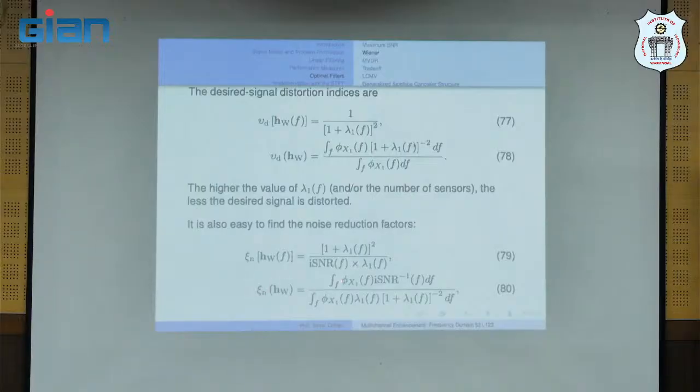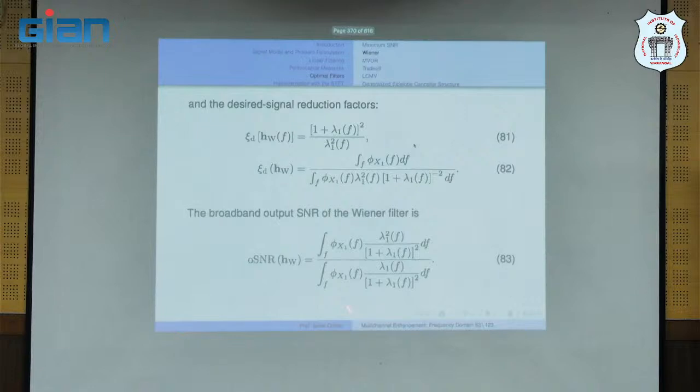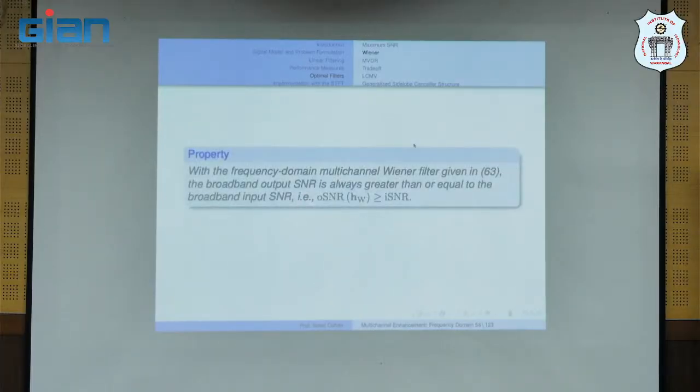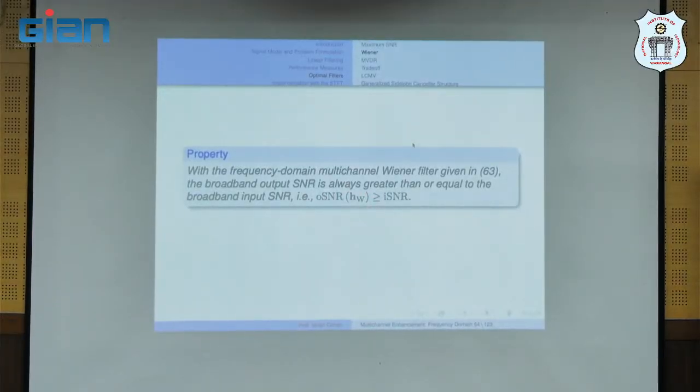And noise reduction factor. We just use the Wiener filter, and we can obtain expressions also for the desired signal reduction factor, and different expressions for the output SNR that can be achieved, the broadband. So we can show, just like what we showed for the multi-channel time domain, that using the Wiener filter this way, the broadband output SNR will always be improved, or at least not smaller than the input SNR.